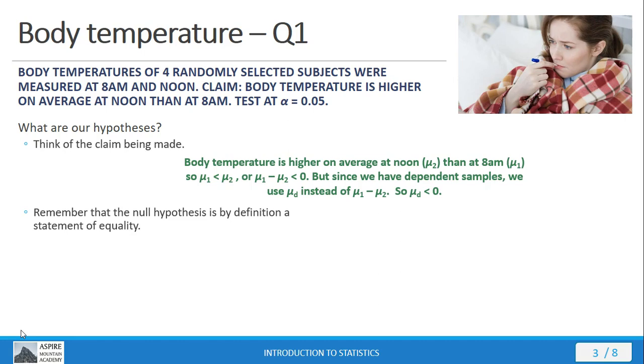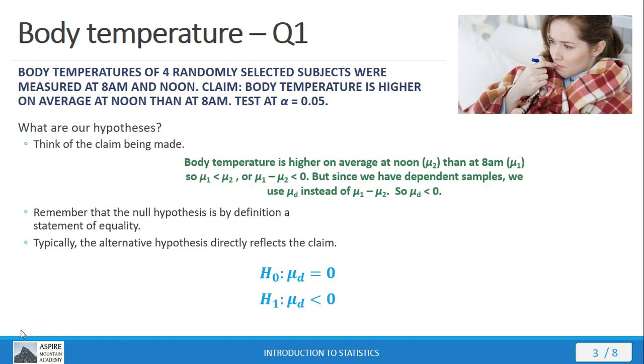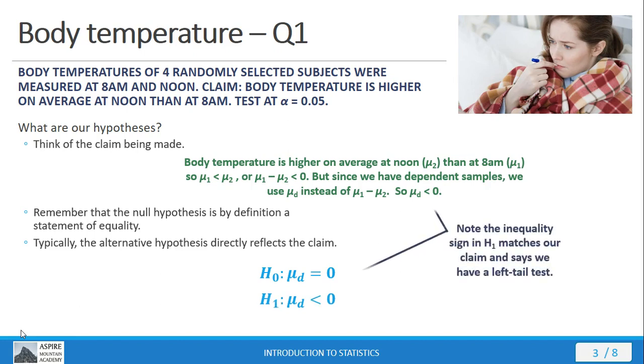As always, the null hypothesis is by definition a statement of equality. So we can write that out simply as mu sub d equals 0. And then the alternative hypothesis, generally we take that from the claim. There's no semblance of equality here with the claim, and so we're just going to adopt that claim as our alternative hypothesis. Notice here that we've got that inequality sign. It's like an arrow pointing to the left. So we've got a one-tailed test on the left side of our distribution.